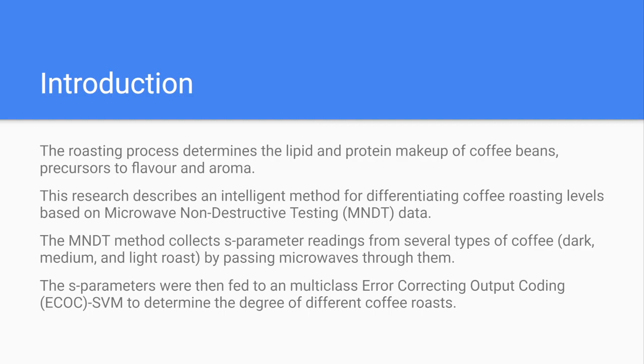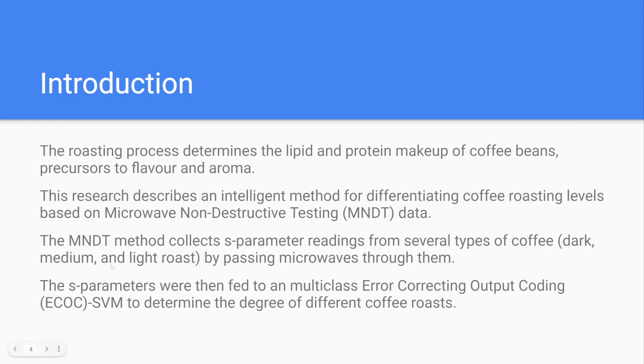What we are doing in this research is basically trying to discover an intelligent method for differentiating between different coffee roast levels using microwave non-destructive testing, or what we call MNDT. The MNDT equipment collects what we call S parameter readings from the coffee beans. And from our research, we discovered that the S parameters are useful as features for distinguishing several types of coffee, which are dark, medium, and light roasts.